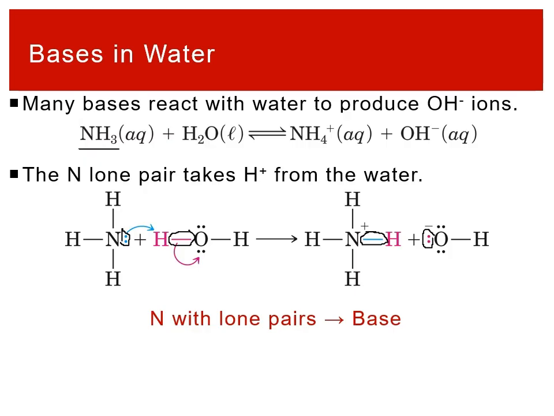You will also note that the hydrogen atoms in ammonia were written at the back of the molecule. They're written at the back here to indicate that those are not acidic, right? This is not an acid. This is in fact a base.